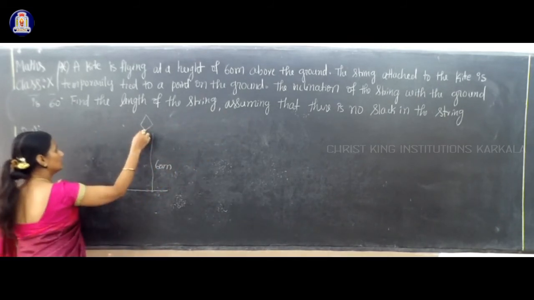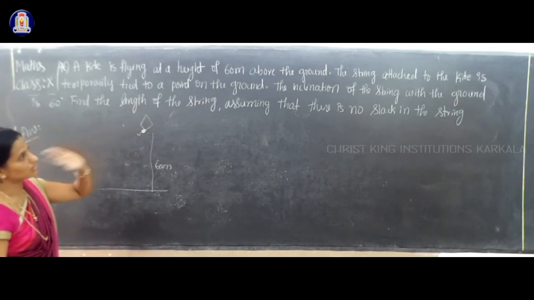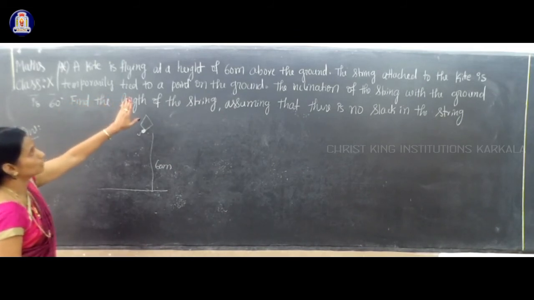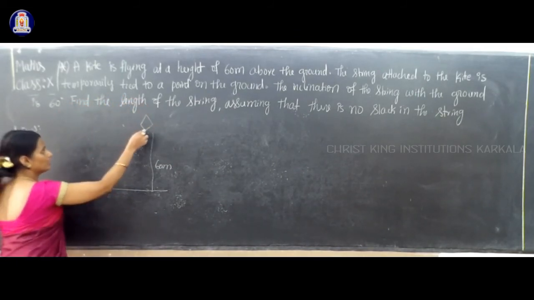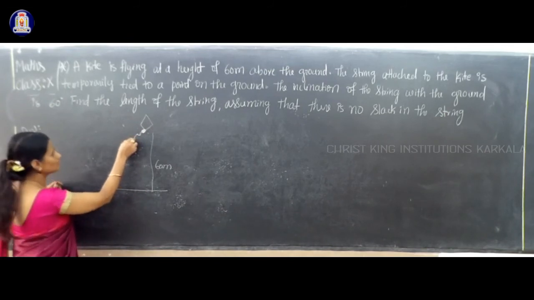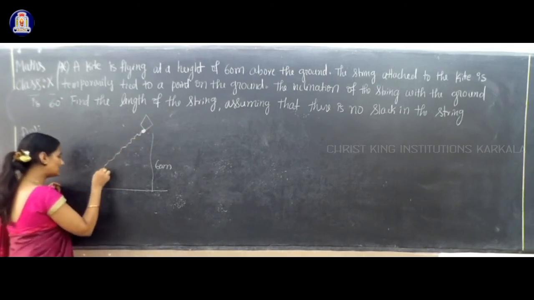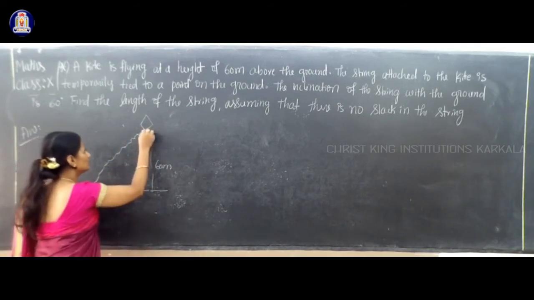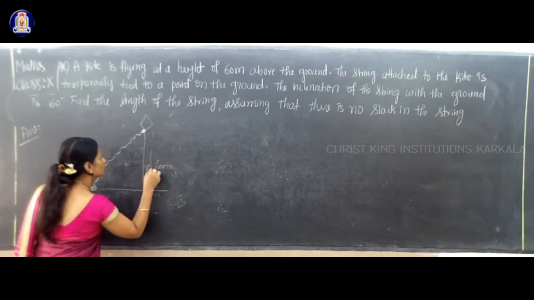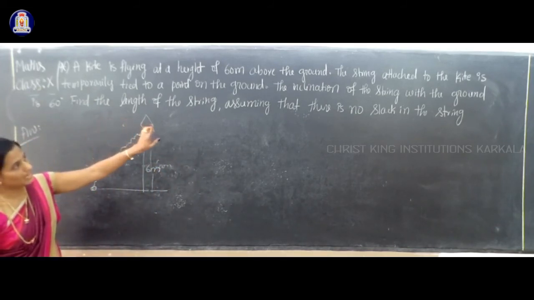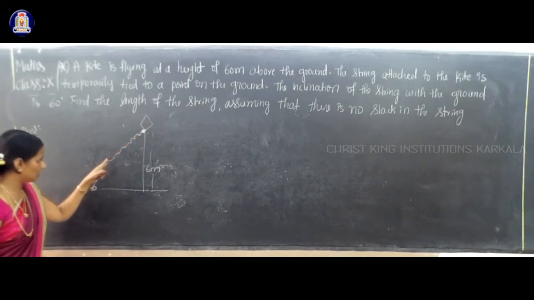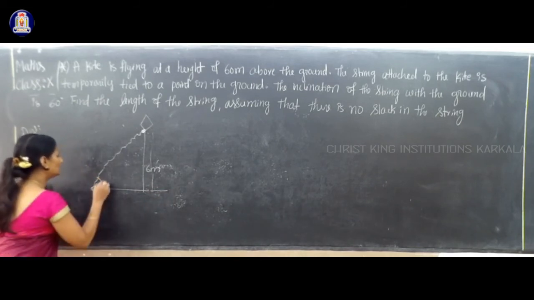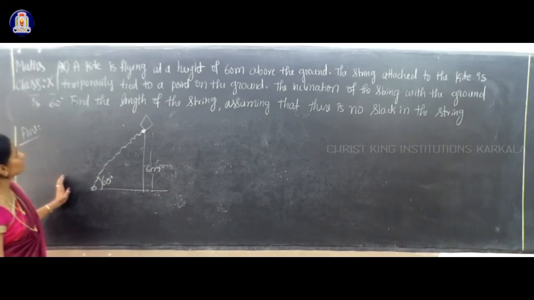The string attached to the kite is temporarily tied to a point on the ground. So there is a string tied to the kite and that is tied to a point on the ground. Now this kite is flying at a height of 60 meters. Got it now? The inclination of the string with the ground is 60 degrees.